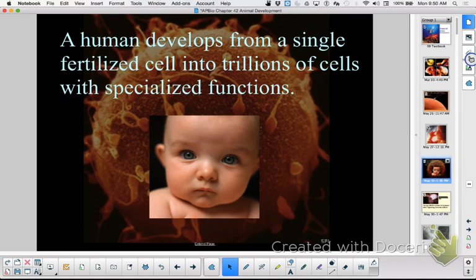And a human develops from a single cell. That always is amazing to me. You are all one cell. One cell, and look how beautiful you are now. And you are trillions of cells all working together, right?